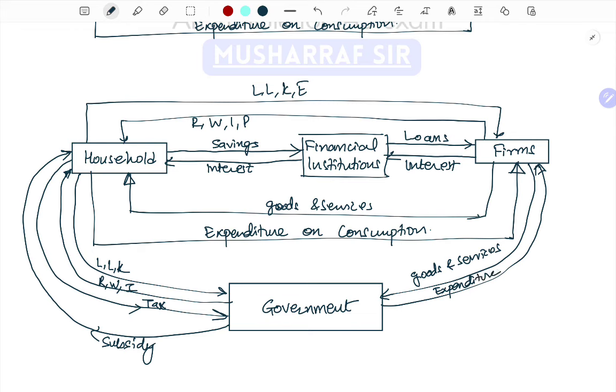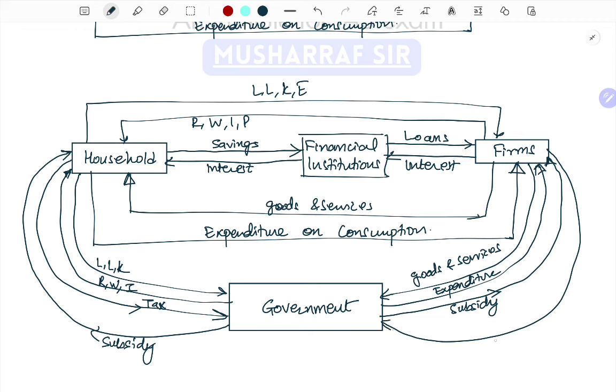Similarly, government will be giving a lot of subsidies to the firms, right? So a lot of subsidies will be given by government to the firms, and firms will be giving taxes to the government. I hope this diagram is clear, right?